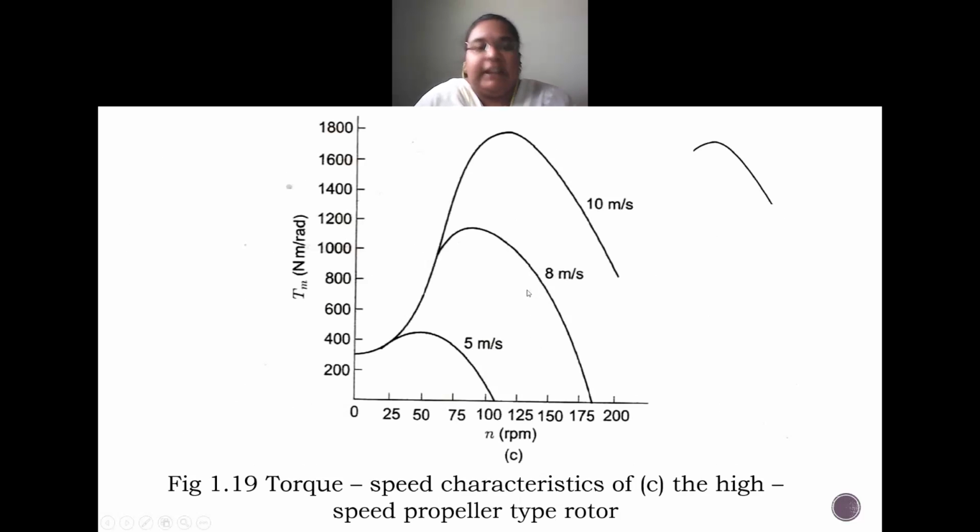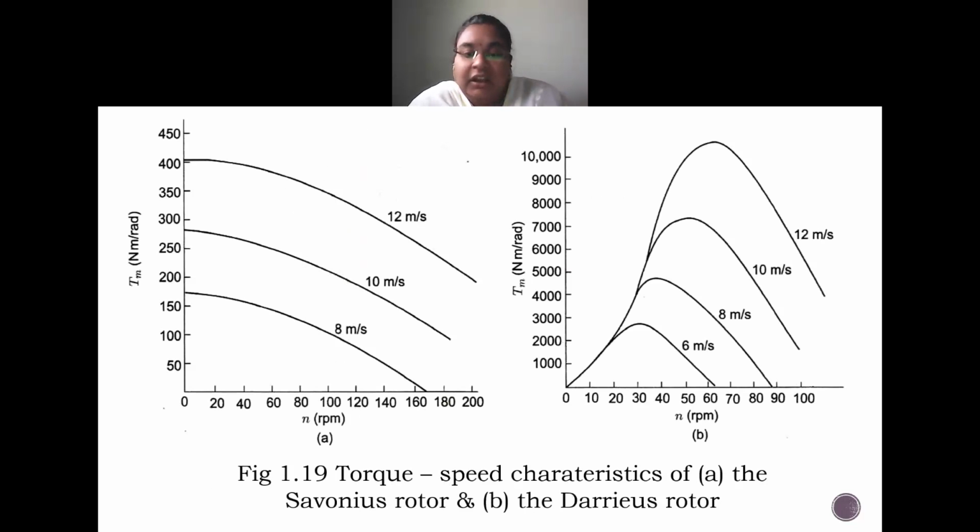Now, next is the two-blade high speed propeller type rotor. Now look at the difference between the Darrieus rotor and the high speed propeller type rotor. We know that the Darrieus rotor cannot start by itself, so the starting torque is always zero. We said when we studied the Darrieus rotor that there should be some external means to start it. The starting torque should be provided to the Darrieus rotor. That's why we have the torque at the starting as zero.